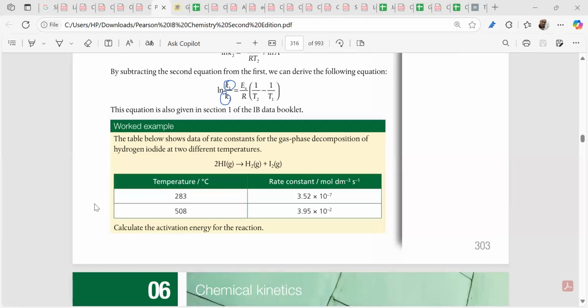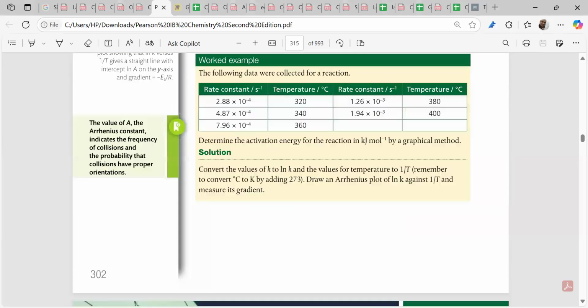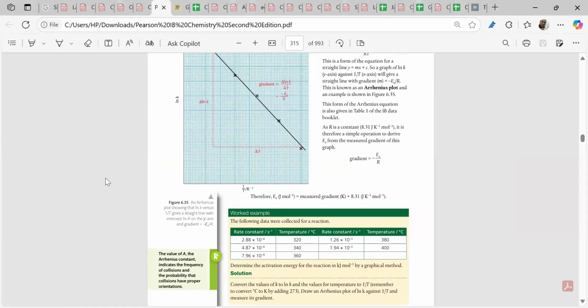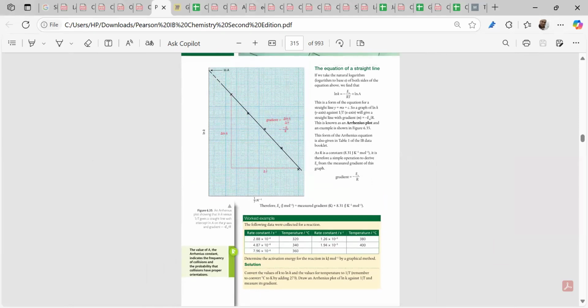In this graph, it's a huge pain. We have to plot different points. If we have taken different temperatures, we have to plot the different rate constants. So can we take two trials, temperature one and measure k1, and temperature two and measure k2? Yes, we can.